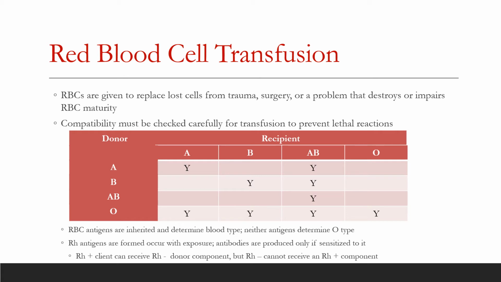If I am a positive type recipient, I can receive any positive, but I can also receive any negative, because that means I'm receiving something less than I have, not something more than I have. So as a positive person, I can receive anything positive or negative.